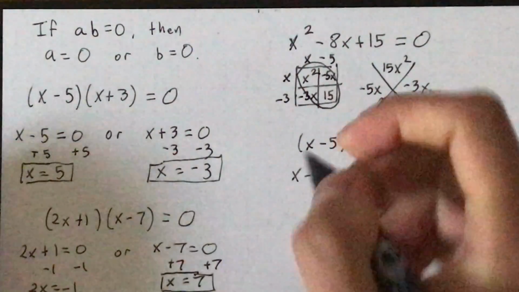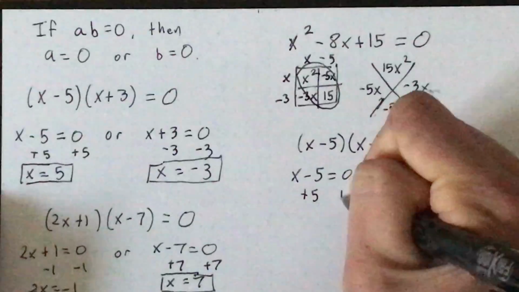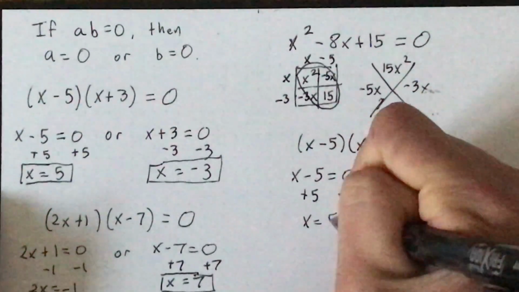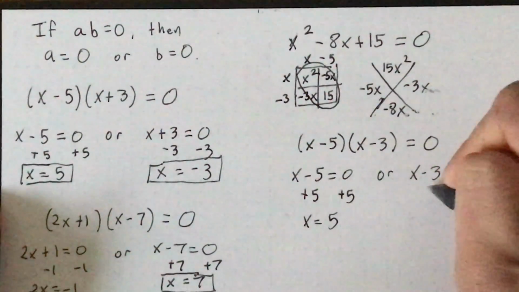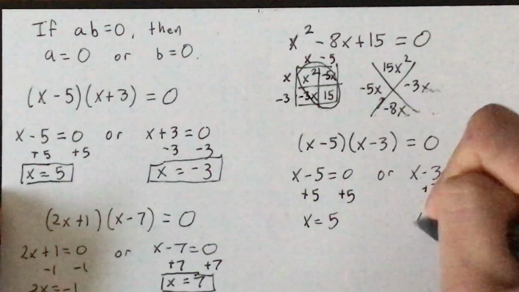And then let's solve these equations. Plus 5, x equals 5. And then the opposite of minus 3 is plus 3, x equals 3.